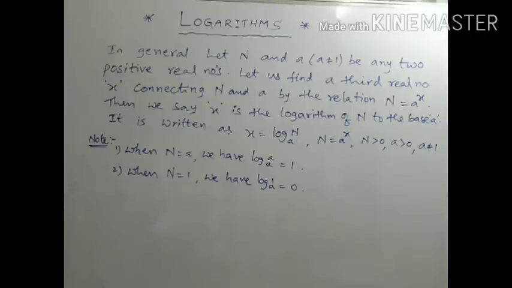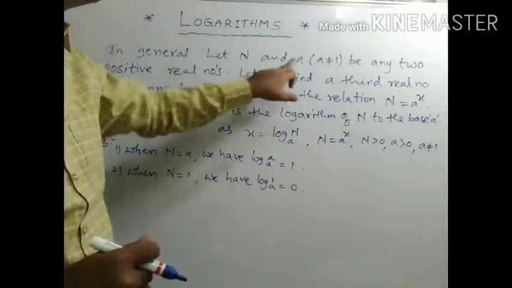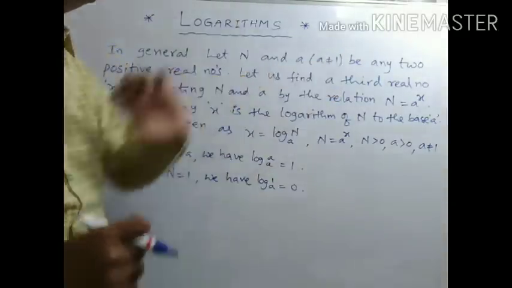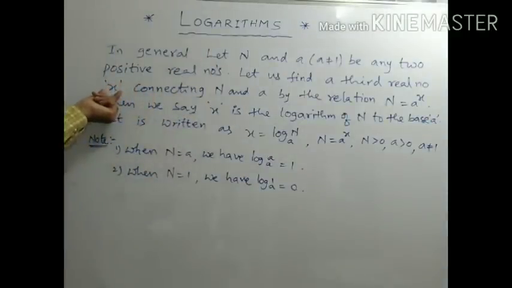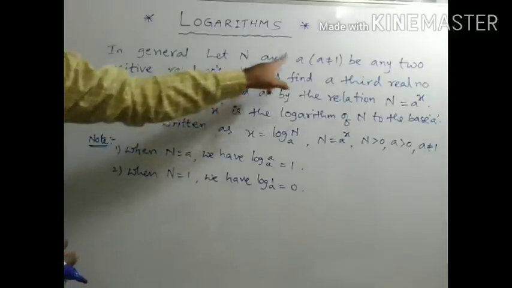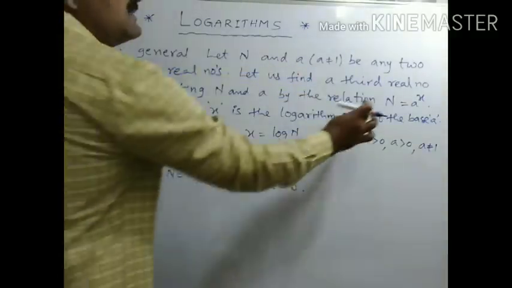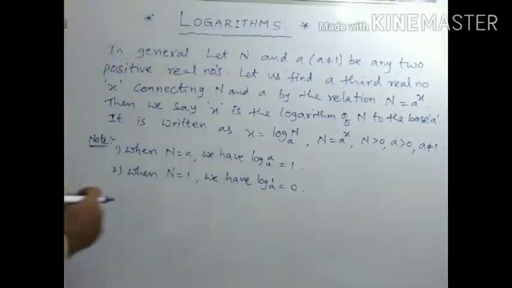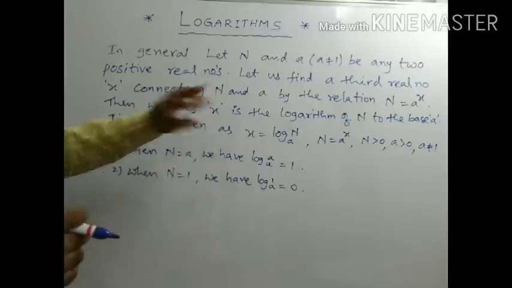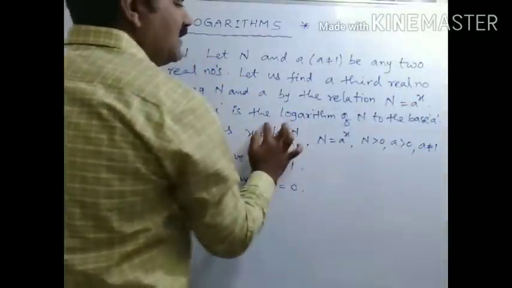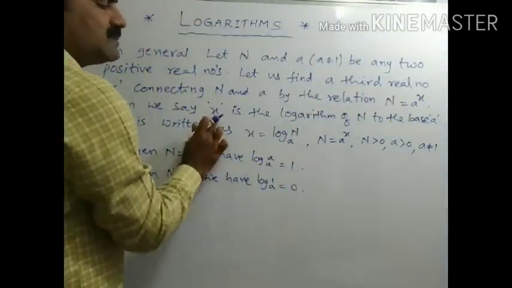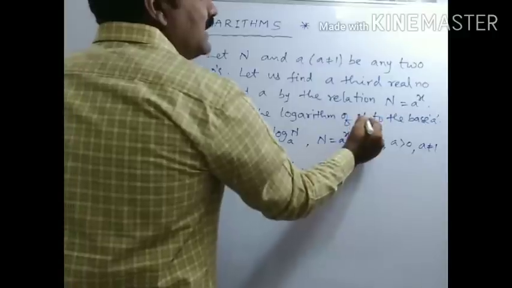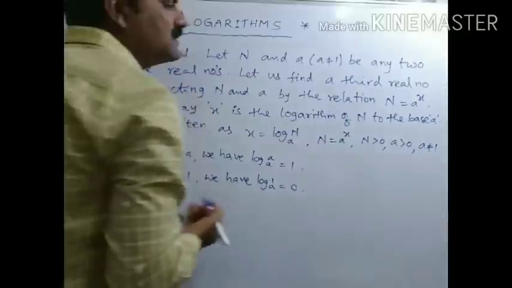Look at it once again. Let capital N and small a be any two real numbers. Moreover, a should not be equal to 1. Now find a third real number, say x, connecting capital N and small a such that N equals a to the power of x. Then we say x is called the logarithm of capital N to the base small a.